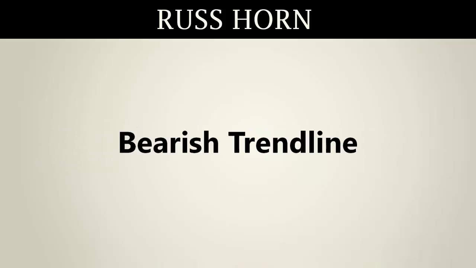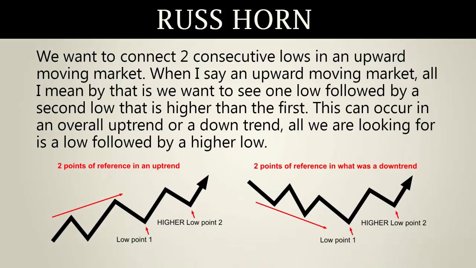Bearish trend line. We want to connect two consecutive lows in an upward moving market. When I say an upward moving market, all I mean by that is that we want to see one low followed by a second low that is higher than the first. This can occur in an overall uptrend or downtrend. All we're looking for is a low followed by a higher low.